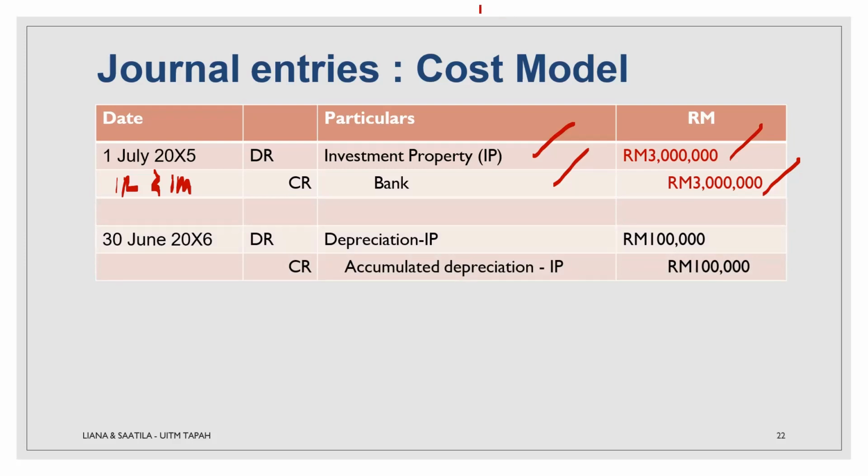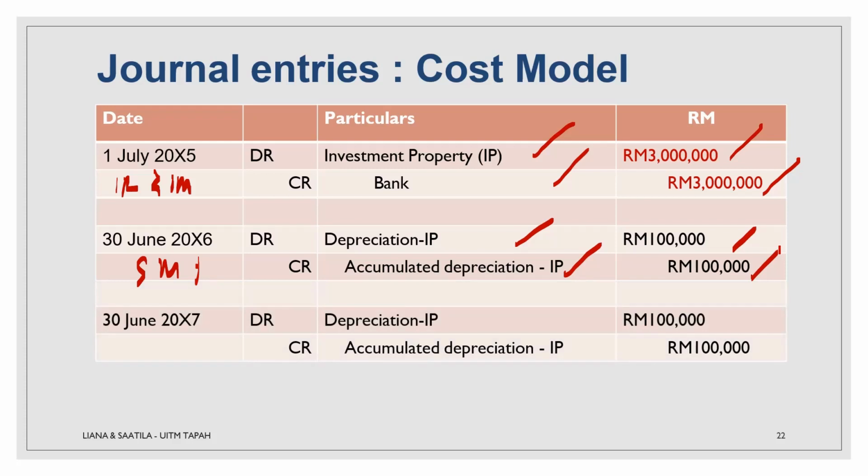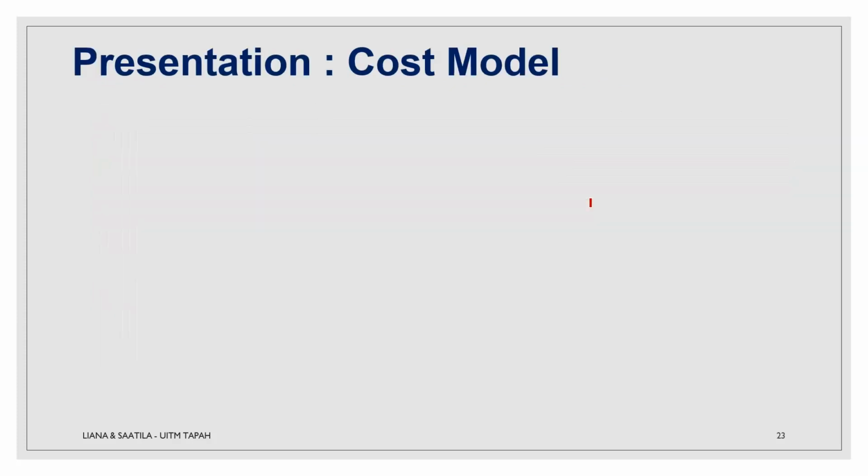And then the second one is on subsequent measurement. The reporting date, 30th of June, it has to be provided with depreciation, and the depreciation charge for the next year also must be included in your journal entries under the cost model with the same amount, unless there are changes to the information on the cost. Next is the presentation under the cost model.